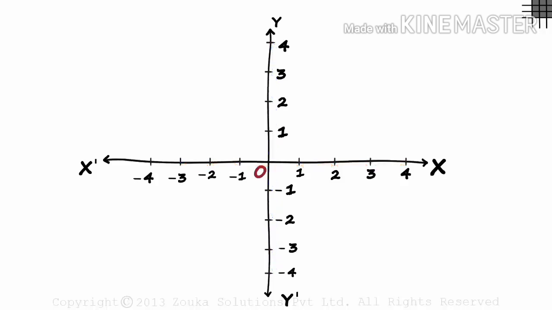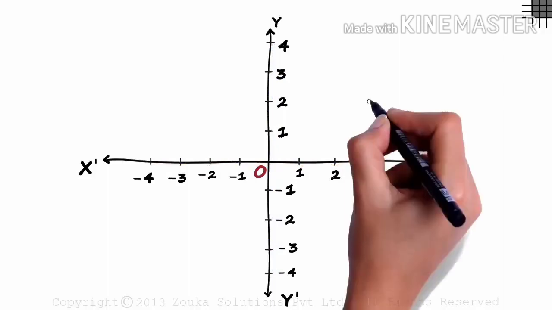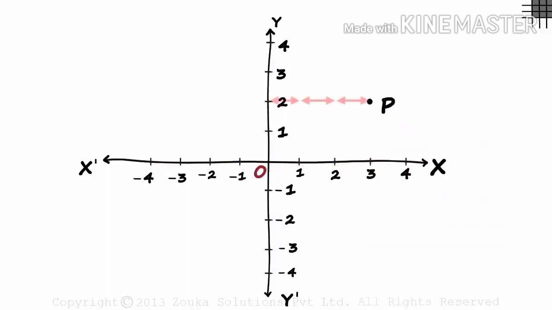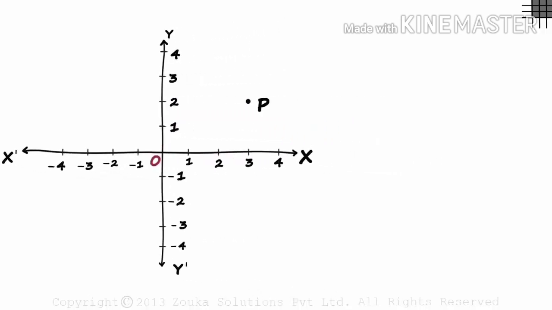Now let's take a random point somewhere on the plane and try to give it an identity. Say we have a point P here. It is 3 units away from the origin on the horizontal axis and 2 units away on the vertical axis. How do we denote the point then? We write it as (3, 2) inside round brackets. That's the identity of point P.